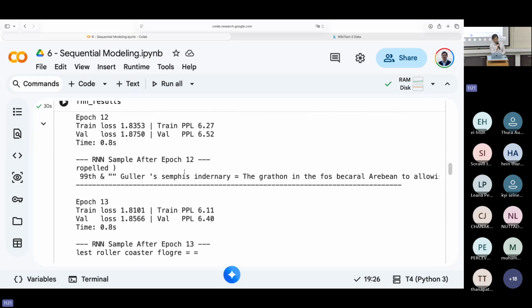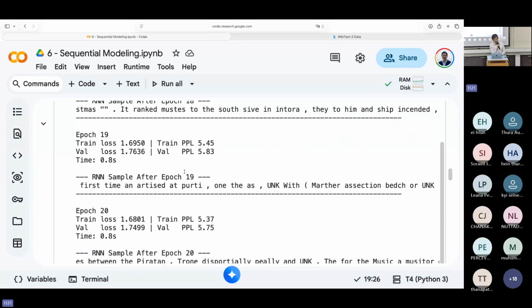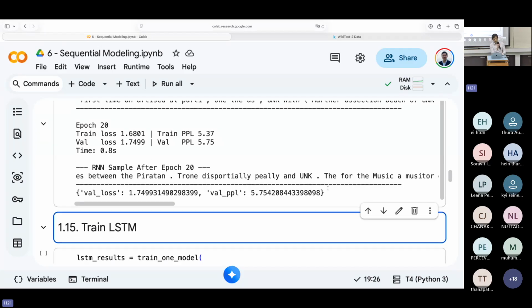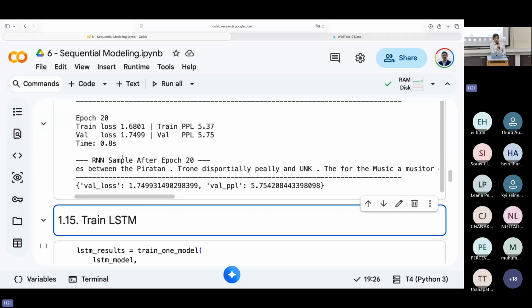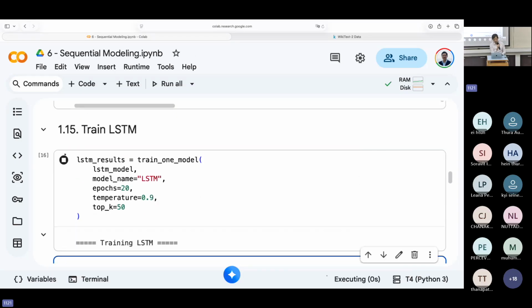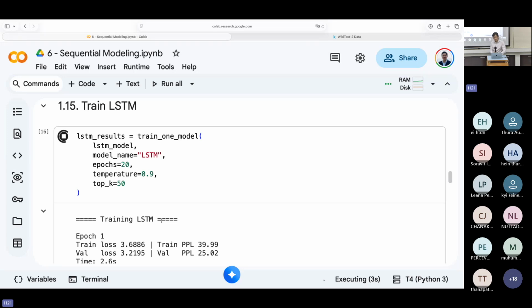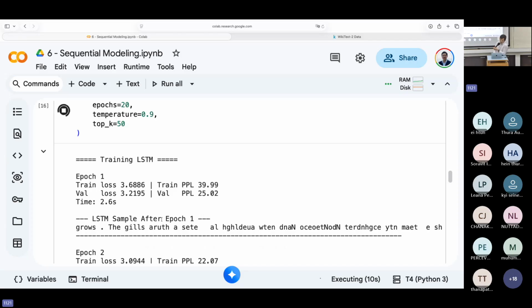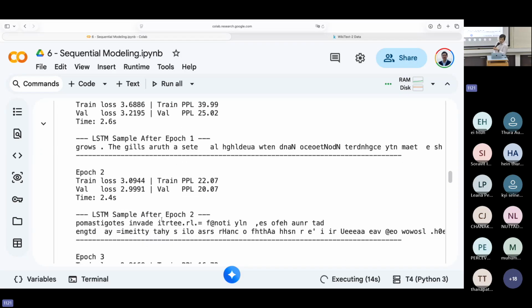Moving through that, I think I set it as 20 epochs, if I remember correctly. Yes, here. The text is still wrong, but you can see that the structure starts to make sense, more or less. This is for the RNN. After 20 epochs, we have a validation loss of 1.7 and a validation perplexity of 5.75. This is for the LSTM, 20 epochs as well. Let's wait for a while.